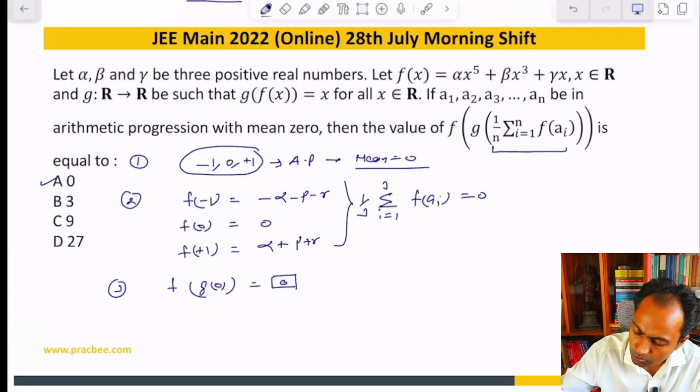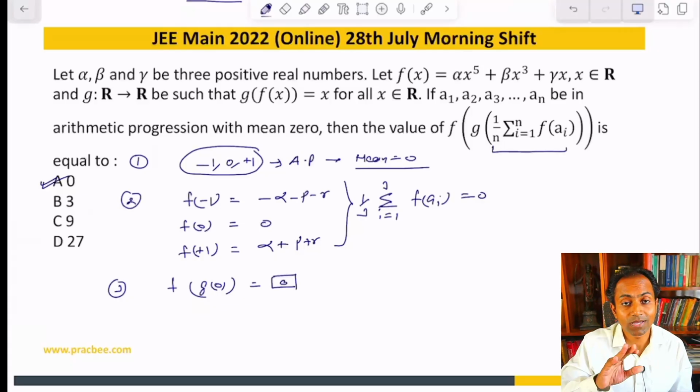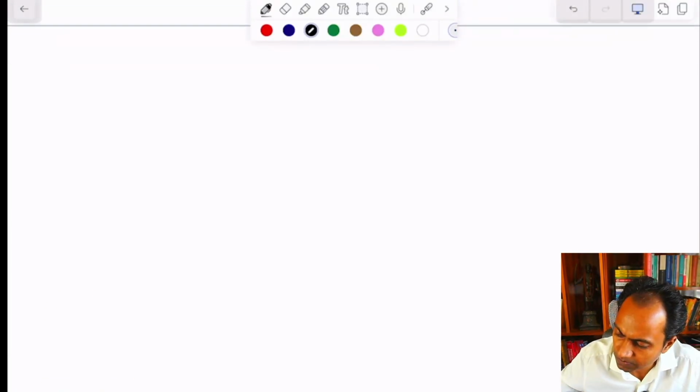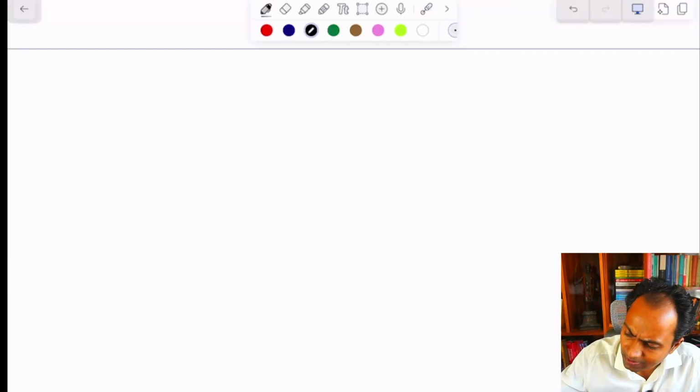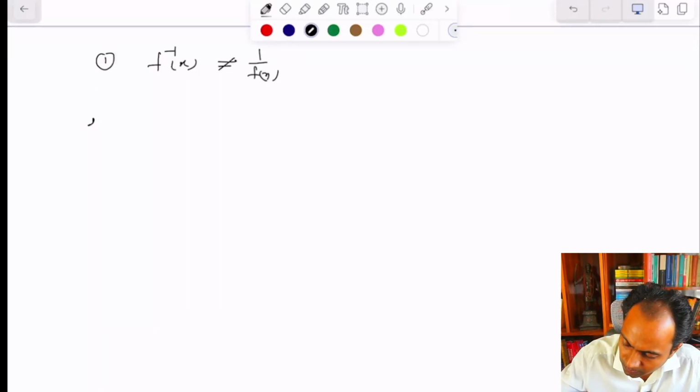So we were able to solve this question extremely fast by assuming some values and taking help of the cracks inside the question. Now type 8 questions are based on inverse functions. What are inverse functions? Usually we write an inverse function as f inverse of x. This is not equal to 1 by f(x). The reciprocal and inverse functions are different. What it means is reverse mapping.